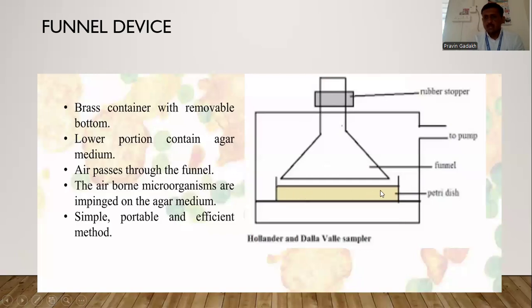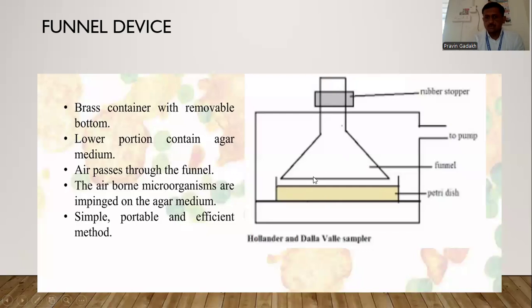This is the nutrient agar plate, or nutrient media, which we have provided for the growth of organisms. Here we place the funnel in an inverted direction so that the air current passing from that environment can enter the funnel, and the microorganisms present in that air can settle down on the surface of the agar media which we have already prepared in the petri plate. The petri dish is placed in the lower portion of the container.